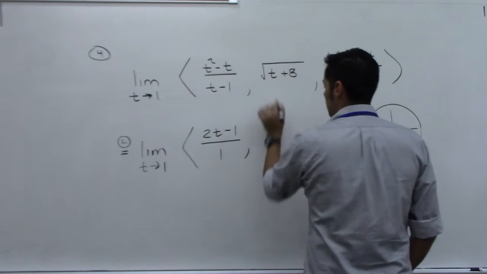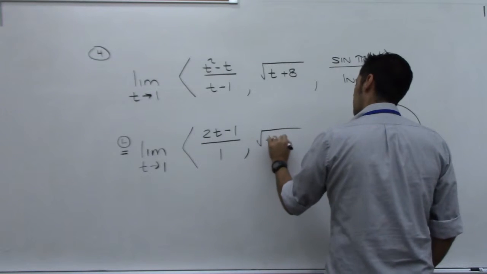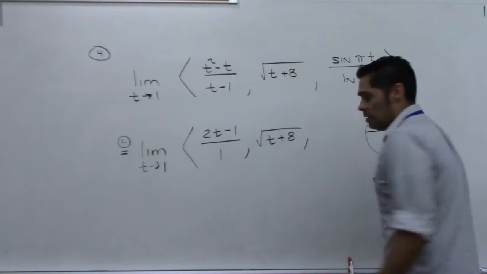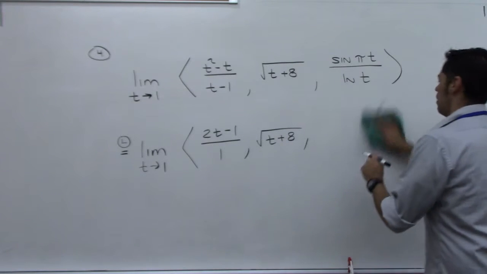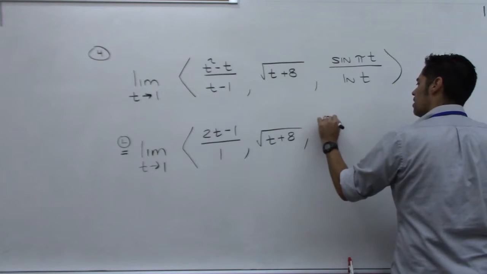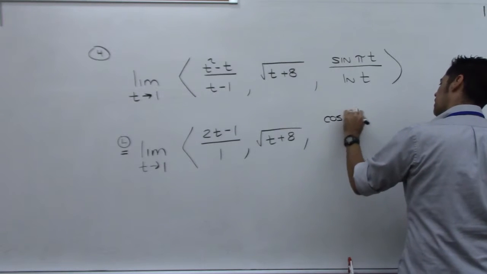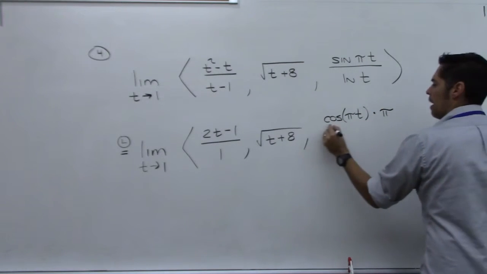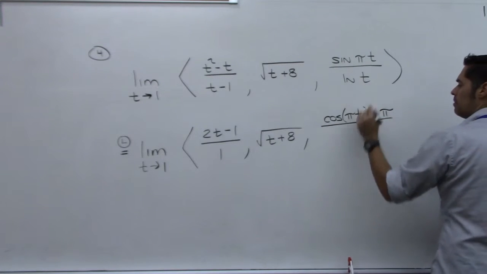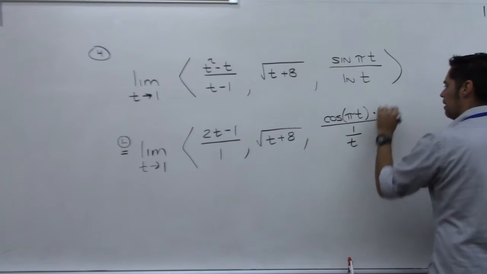And then over here, I don't need to do L'Hopital's rule. And then over here, I'm going to do L'Hopital's rule again. So the derivative of the top is cosine pi t, right? But then the derivative of the inside, which is just pi. And then over the derivative of the bottom, derivative of natural log of t is 1 over t.